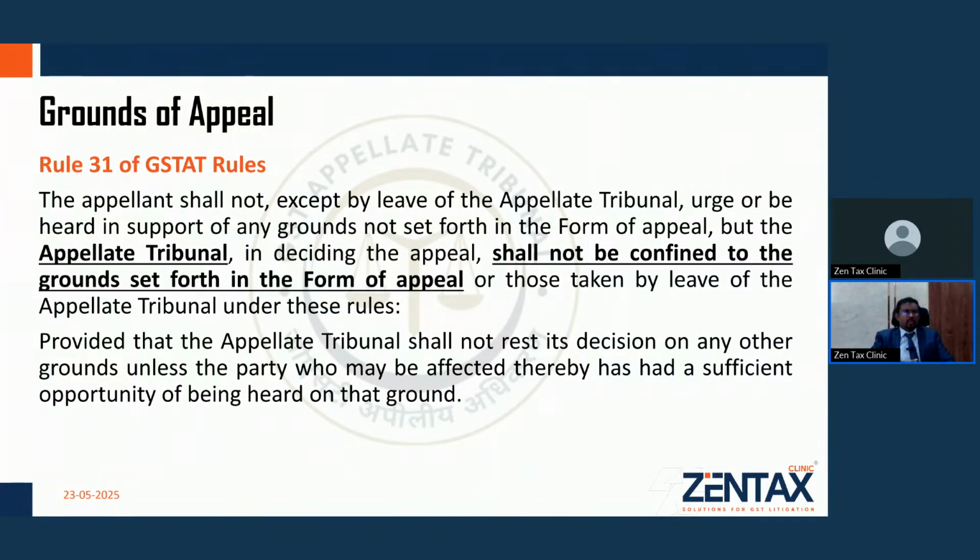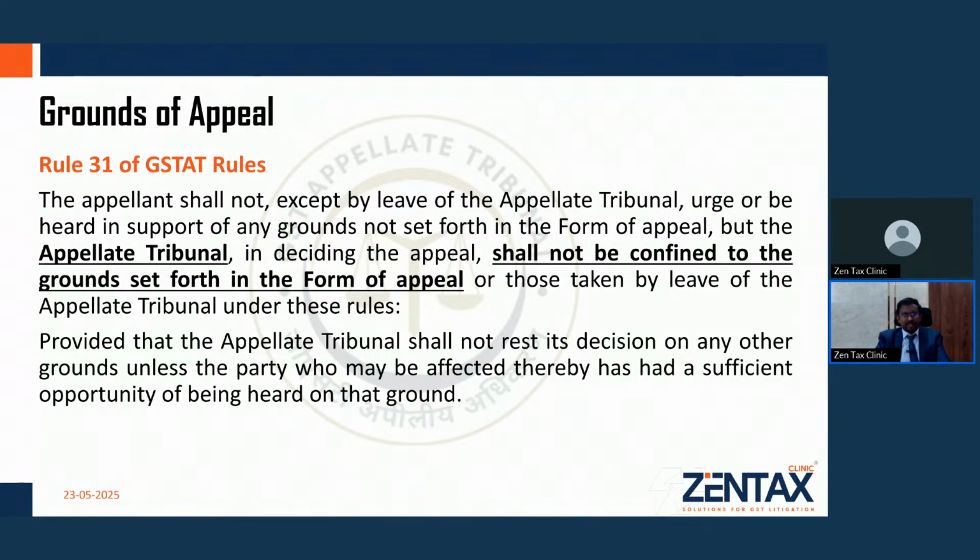So, grounds of appeal. What are the grounds of appeal that I have already placed in the form of appeal, right? Should I confine only to those at the time of hearing? Shall I take something more as well? The rules very clearly provide that the appellant shall not, except by leave of the appellate tribunal, what is the terminology? Leave of the appellate tribunal means without the permission of the appellate tribunal, urge or be heard in support of any grounds not set forth in the form of appeal.